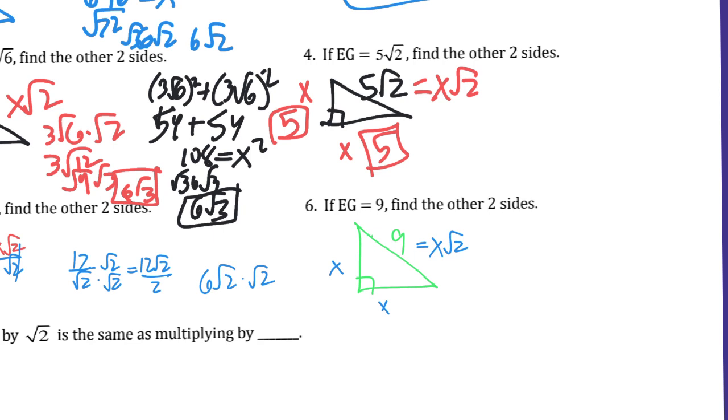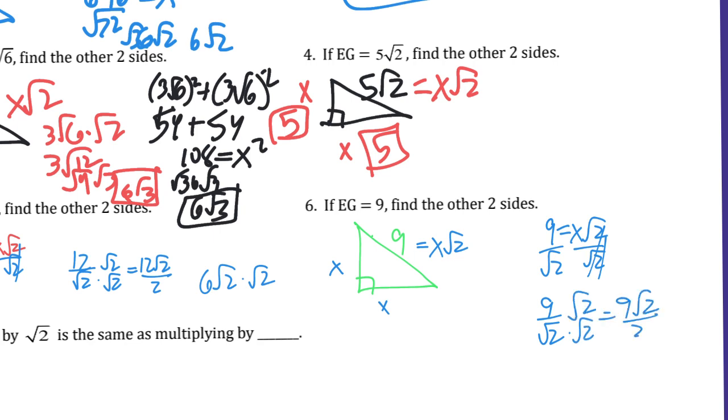So in order to find out what x is, which would be the two legs, we have to solve that equation. So if we take 9 equals x root 2, to solve for x, we're going to divide both sides by the square root of 2. Okay, divide by square root of 2. 9 over the square root of 2 is the answer, but we're going to rationalize it. You get 9 root 2 over 2. And that's what x is, and that's what these other two sides would be. It would be 9 root 2 over 2.